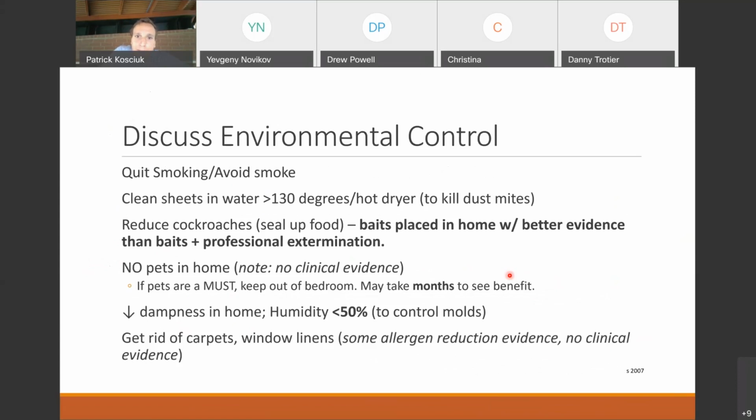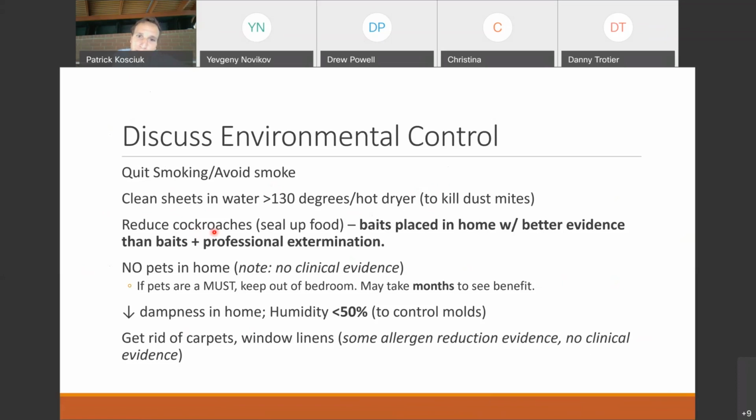Environmental control. So what can you do outside of pharmacological therapy for these patients? I think there's a lot of value in talking about these interventions. So quitting smoking, avoiding smoke, paramount. This is important. You want to kill dust mites. You need to clean the sheets in the house in water that's over 130 degrees with a hot dryer cycle. So trying to put clothes that shrink alongside them, certainly, but hugely important.